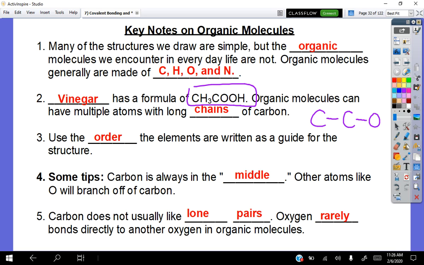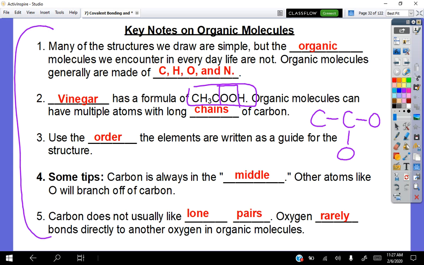Typically, when you see oxygens, they don't like to bond directly to other oxygens. So if you see two oxygens next to each other, what it really means is that both of them are going to be sticking off of the neighboring element. But typically, carbon is always in the middle, and oxygens will branch off of other atoms. We also know that carbon typically doesn't like lone pairs.